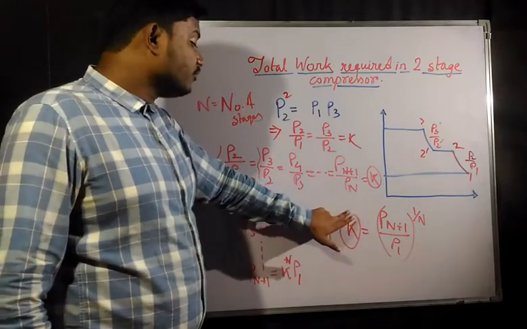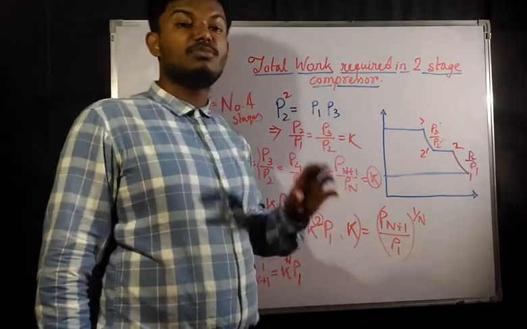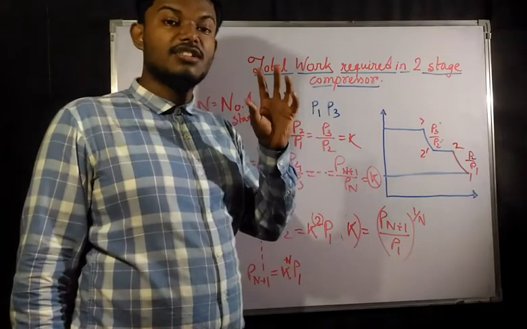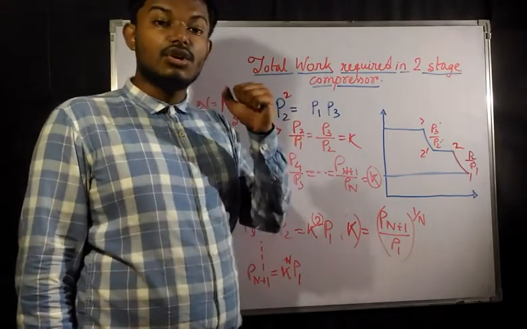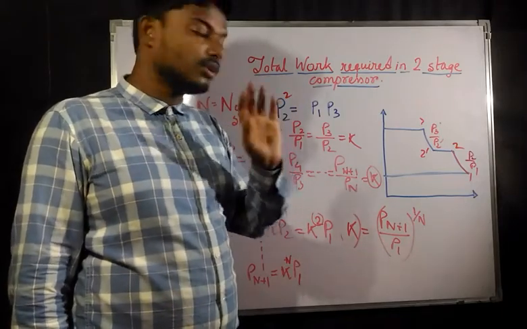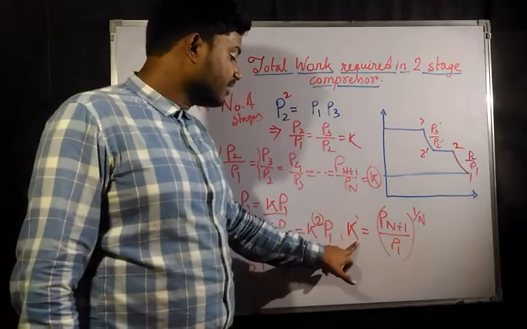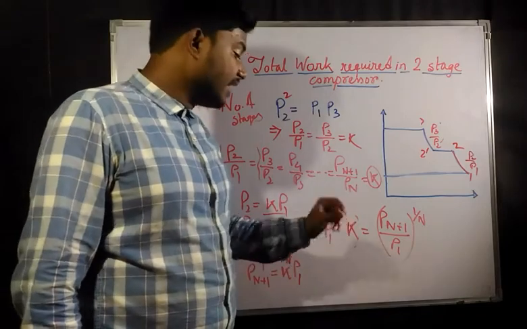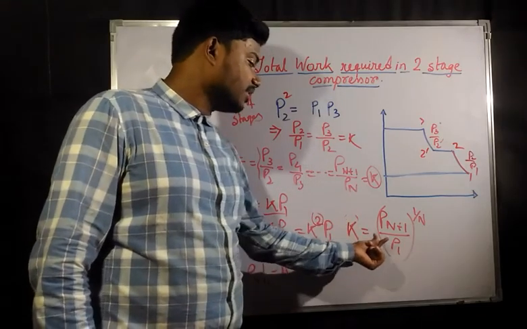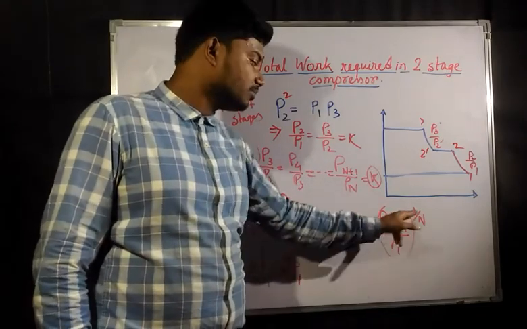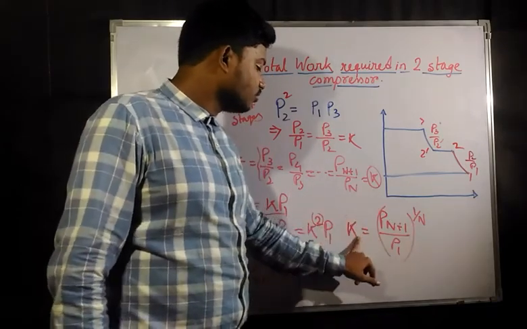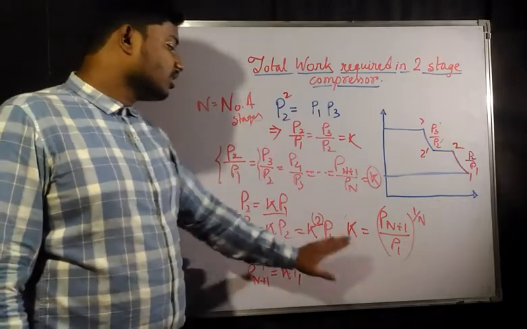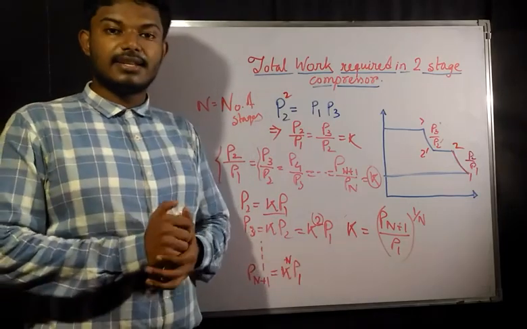For going through n number of stages, we need to specify the pressure ratio at each and every stage to get the minimum work input. That means for minimum work input into the compressor, each and every pressure ratio must be equal to the overall pressure ratio to the power 1 by number of stages. So this is the concept for pressure ratio at each stage.